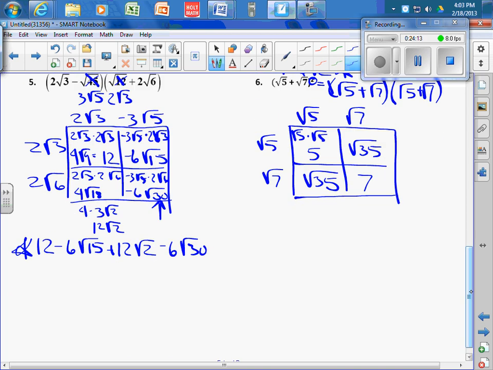So here are your 4 terms. 5 plus radical 35, can't be simplified, plus radical 35 plus 7. 5 plus 7 is 12, plus, what are the coefficients here? 1 here and 1 here, plus 2 radical 35.